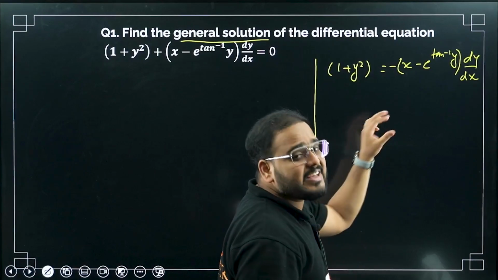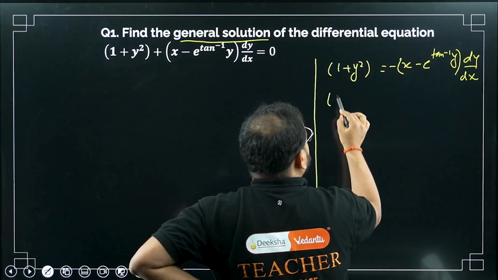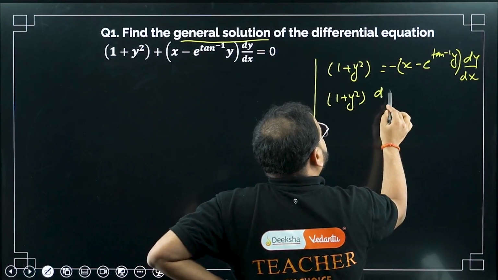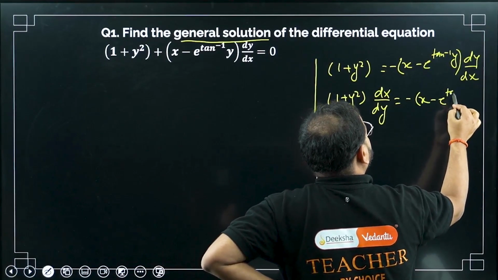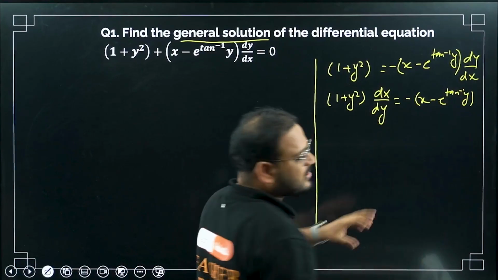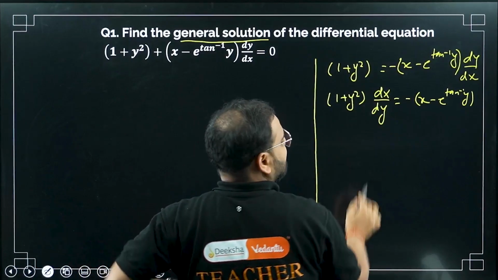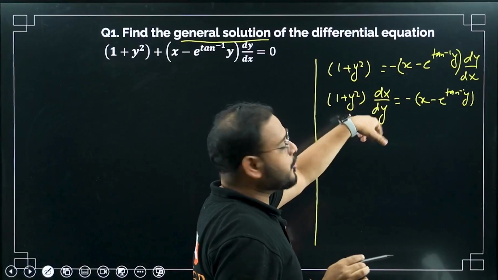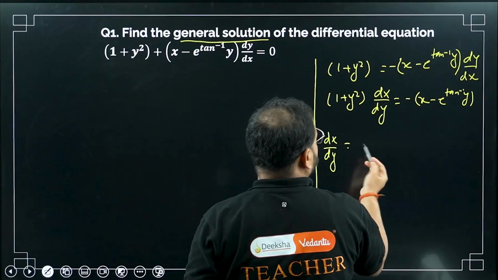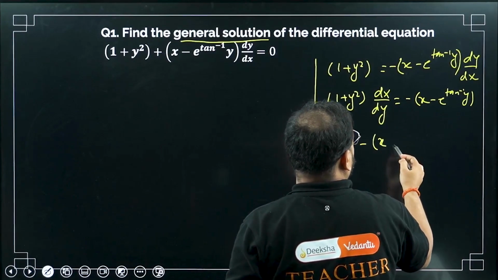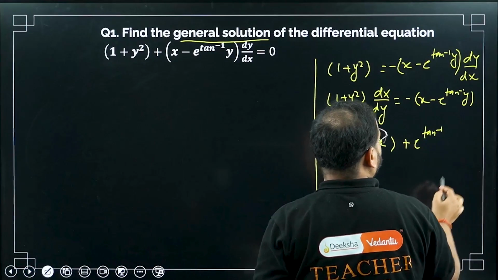How do I do that? By getting the form dx by dy instead of dy by dx. Is it clear? Same thing, I've taken just dy by dx on this side. Now I'll take everything on this side. If you remember, the LHS should be free of any coefficients. So I can write it like this: dx by dy equals minus of x, and this is plus of e power tan inverse y.